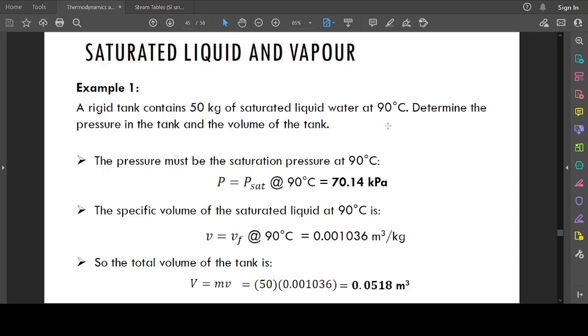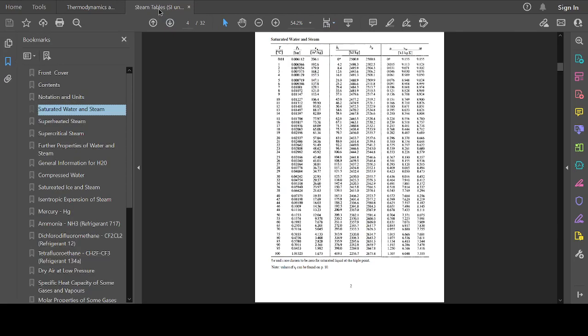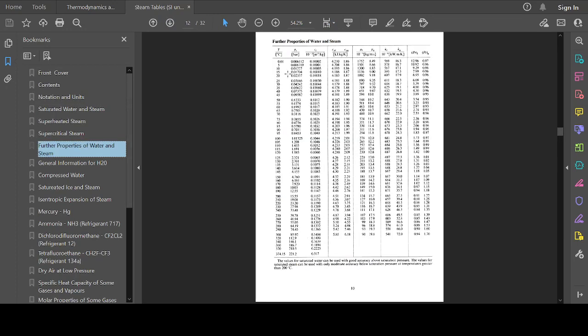So we take the temperature reading of 90 degrees Celsius and we go back because it's liquid water. So we look for Vf. So here we have Vg. If we go to the properties of water and steam, we have Vf, which is the specific volume of liquid water. So we go to 90 degrees Celsius, and the corresponding specific volume is 0.1036 times 10 raised to the power minus 2 meter cube per kilogram.